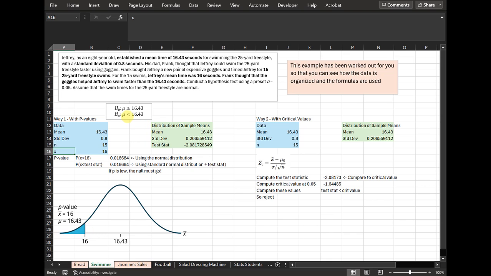And that aligns with the direction of my alternative hypothesis, right? So I should be going this way. Those two things should be aligned. Okay, so I'm trying to find this little sliver of area.